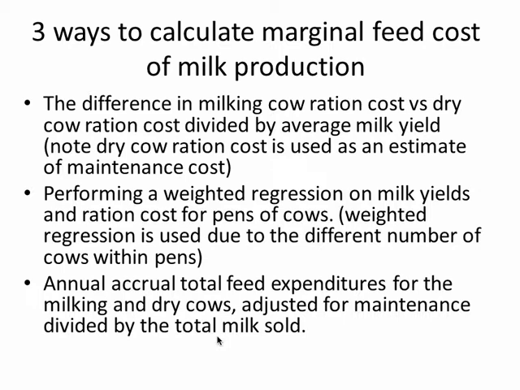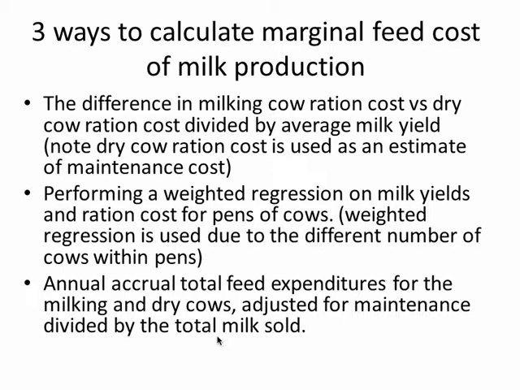Note in this case that we're using the dry cow ration cost as an estimate of the maintenance cost of a cow. Another is to perform a weighted regression on milk yields and ration costs for pens of cows. So this is at play when we have herds that have multiple pens. We have information on what their feed costs are per pen and what their milk production performance has been. What we can do is perform a weighted regression on that data, and the slope of the regression line will be an estimate of the marginal feed cost per pound of milk.